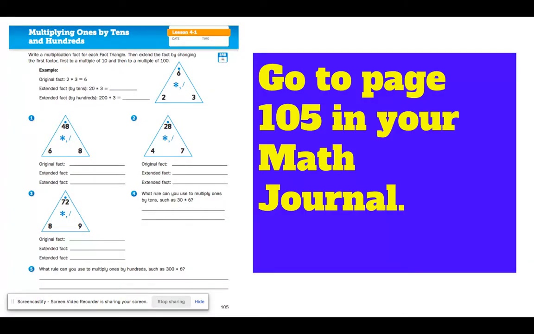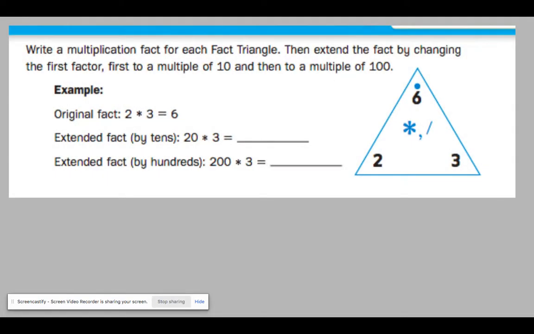What I would like you to do is go to page 105 in your math journal. If you don't have your math journal, just pause the video and find it. We're going to do a couple problems together, then I'm going to have you do the rest of the sheet by yourself. So let's take a look. Here's that problem up at the top.